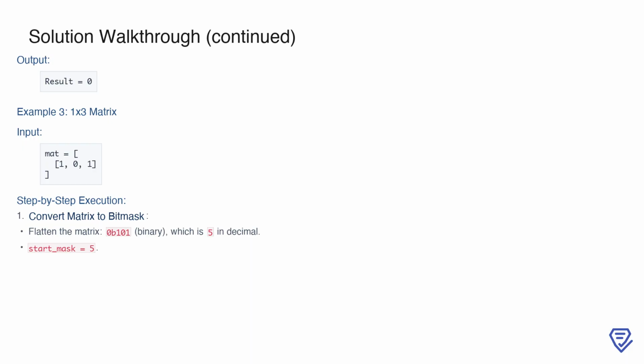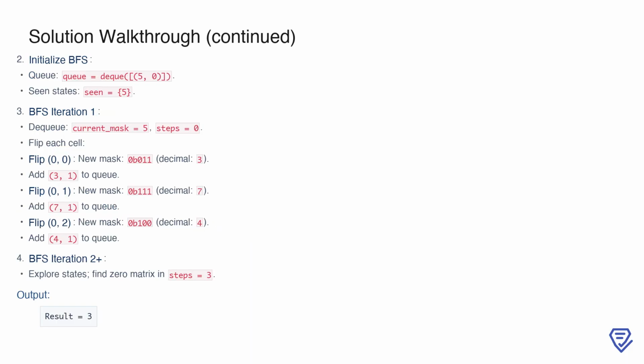Now, let's look at another example with a slightly larger matrix. Here, we have a 1 by 3 binary matrix. The input matrix is 1, 0, 1. As always, the first step is to convert the matrix into a bit mask. Flattening the matrix gives us the binary number 0b101, which is equivalent to the decimal value 5. This value is stored in start_mask, and we can now proceed to explore the solution using BFS.